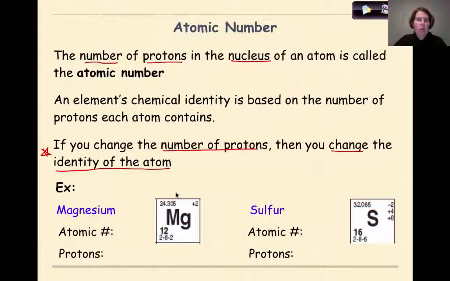Let's look at two examples. Here's an example of magnesium. Here's the symbol for magnesium, an uppercase M and a lowercase g. So the atomic number would be 12. Therefore, the number of protons will be 12. And we can see it represented right here on your reference table. Let's look at another example. Sulfur. Sulfur is represented by a capital S. The atomic number is 16, therefore the number of protons in each atom of sulfur would also be 16.